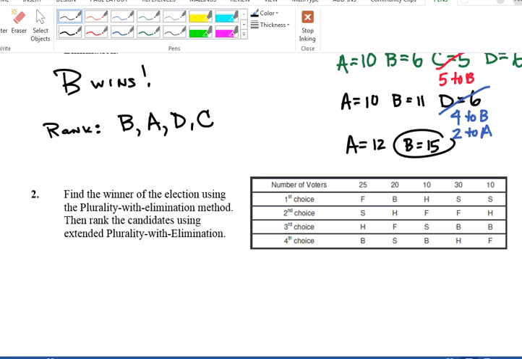Okay, one more. Find the winner of the election using the plurality with elimination method. Then rank the candidates using extended. So I'm going to go through 25 and 20, 10, 30, and 10. That is 95 total votes. If I take that and divide by 2, I end up with 47.5, which means 48 is my majority. All right.